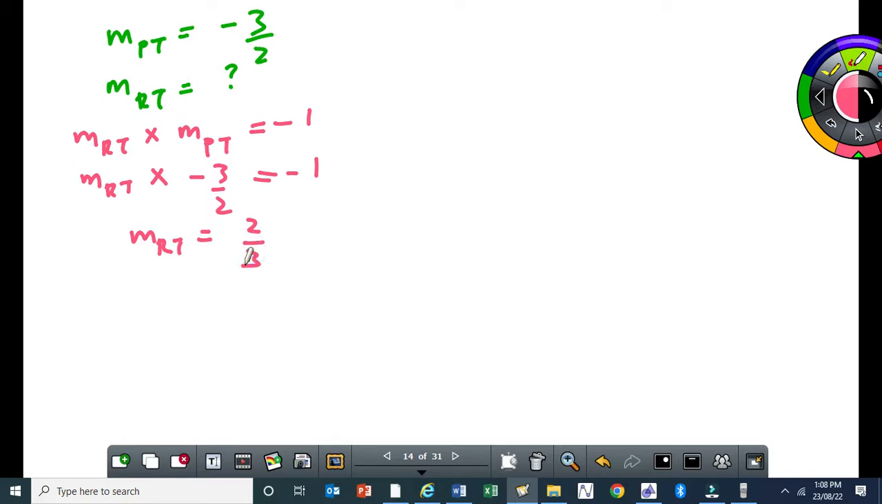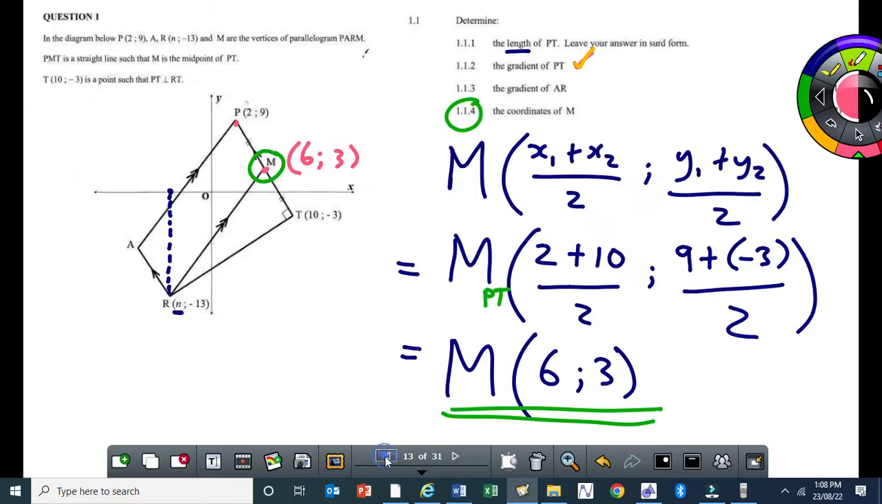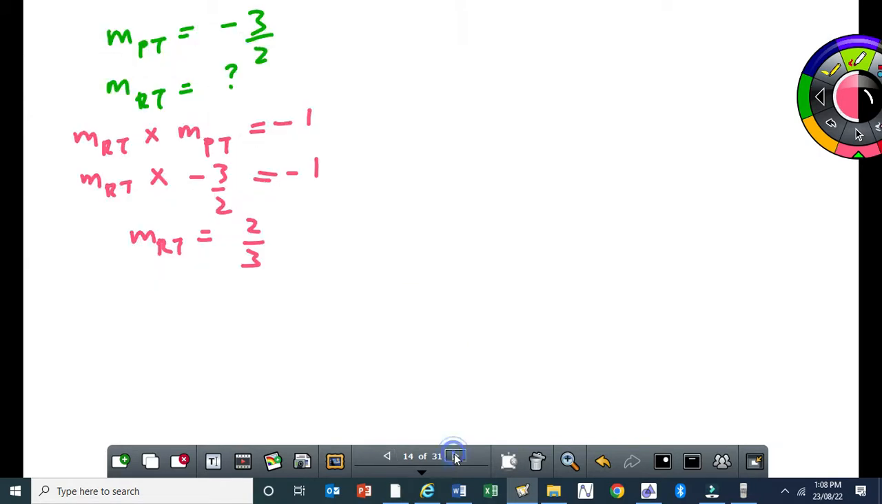Am I right? Now, since we now know the gradient of RT, we are given the coordinates of T. So we can find the equation for RT. Because we know the gradient, we know point T. Are you following that? Okay, so let's find the equation. Y equal to mx plus c.